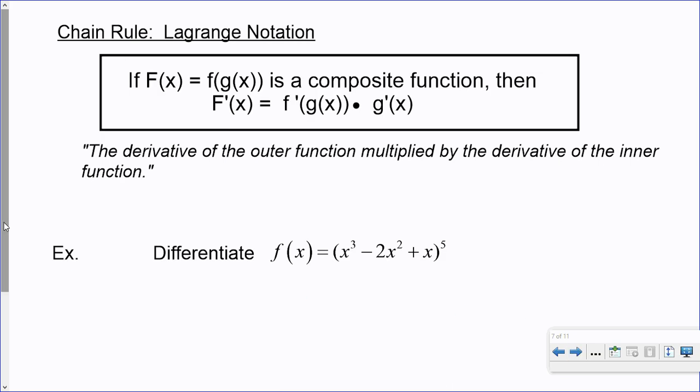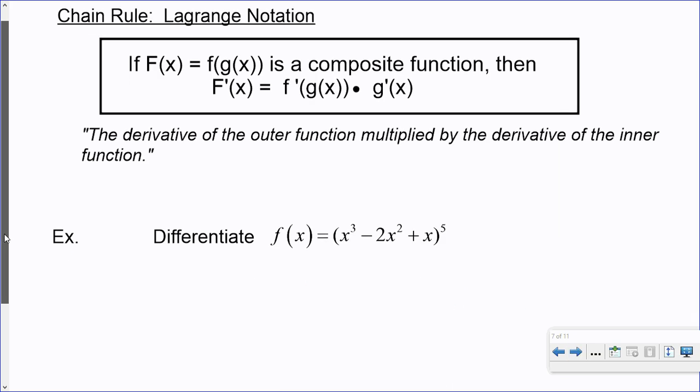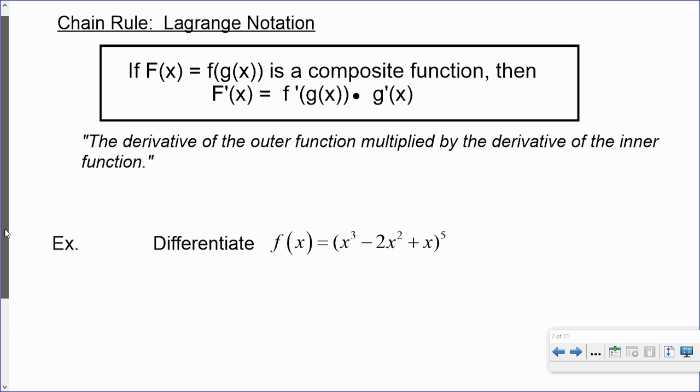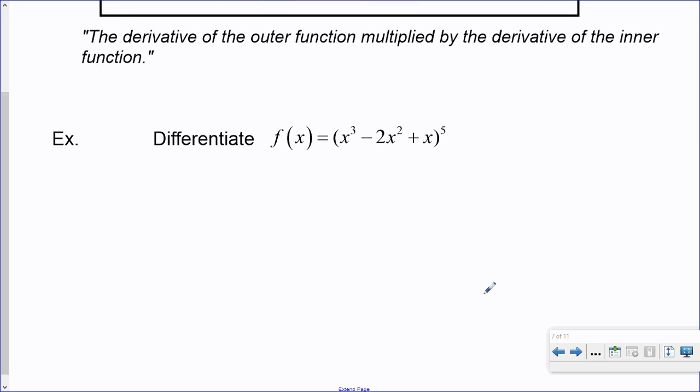All right, Lagrange notation here. Yeah, Lagrange notation is not a big deal. The chain rule with Lagrange notation: the derivative of the outer function multiplied by the derivative of the inner function. So let's do a couple. Let's do this one. Okay, maybe we've done this one already. I don't know. I don't think it's too tough.